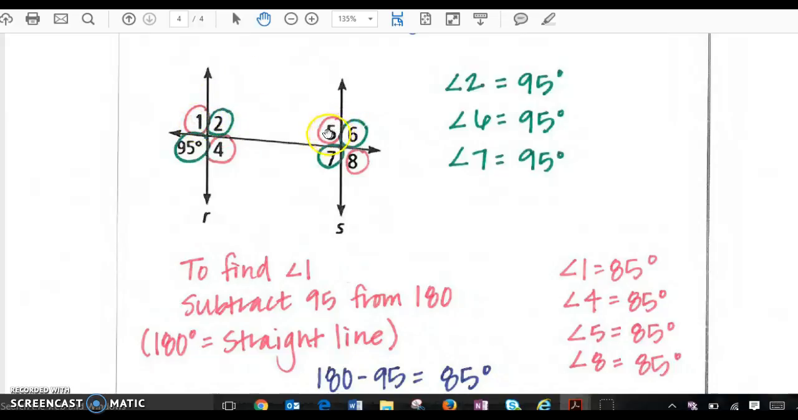Well, angle 5 is also 85 because those are corresponding. Alternate interior to angle 5 is angle 4. Angle 4 is also 85 degrees. Corresponding to angle 4 is angle 8, so angle 8 is 85 degrees as well. So now you know the measures of all the angles in that picture.